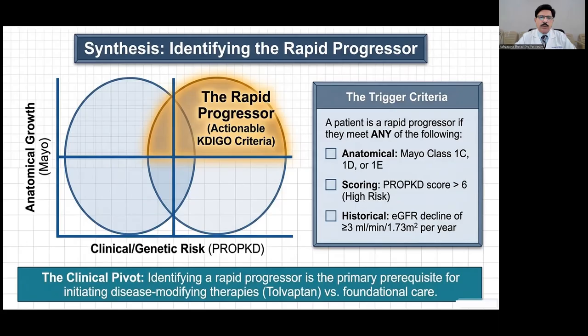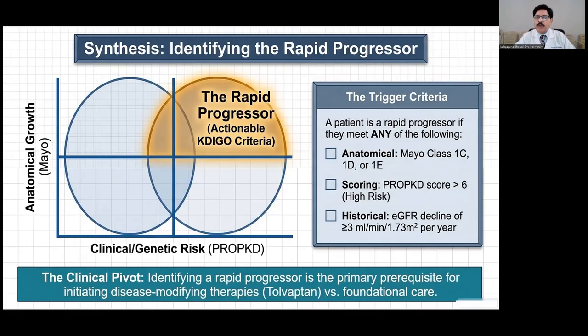That means what should I do? Actionable. I have to take action immediately according to the KDIGO criteria. So the clinical pivot, identifying a rapid progressor, is the primary prerequisite for initiating disease-modifying treatment. Supposing I want to start a disease-modifying treatment, I have to identify the rapid progressor. I cannot give disease-modifying treatments for everyone.